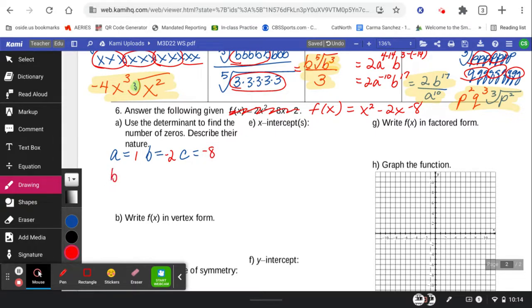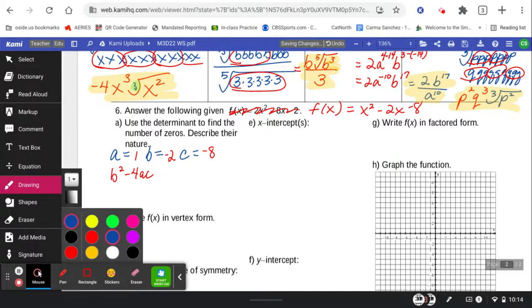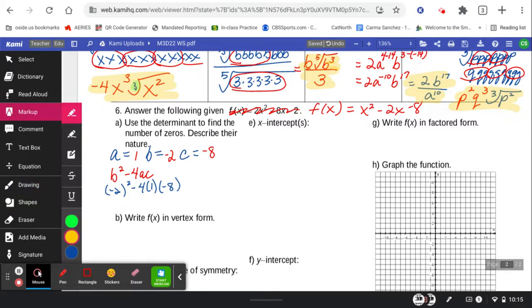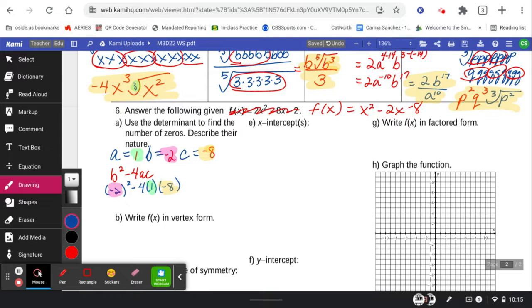Now let's do the discriminant work. The discriminant is one small part of the quadratic. B squared would be -2 squared minus 4 times 1 times -8. Where did this come from? This 1 plugged in right here. This -2 plugged in right here. And this 8 plugged in right here. When we simplify this, we get +4 plus 32, which is a positive value of 36.